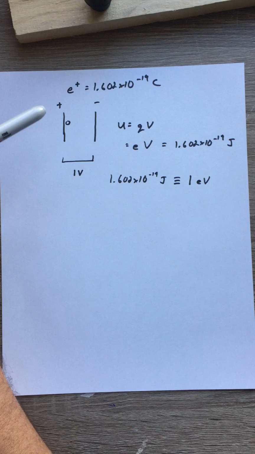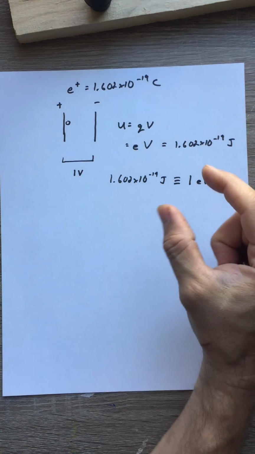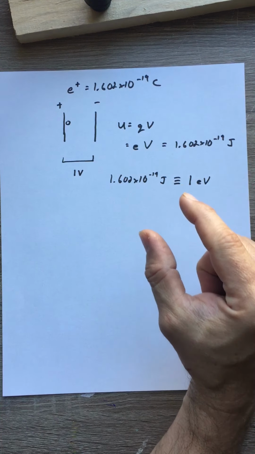So let's remind ourselves of a couple things that we've seen early in the semester when we were talking about electricity. Notably, what happens when you put a charge in an electric potential? Well, then the charge has potential energy. Just like if you put a mass into a gravitational field, that mass has gravitational potential energy. If you put a charge into an electrical field, the charge has electric potential energy.